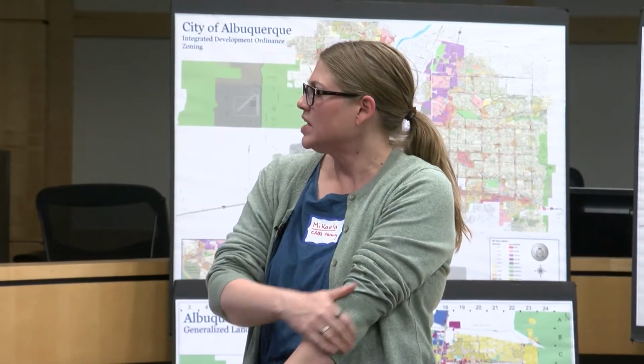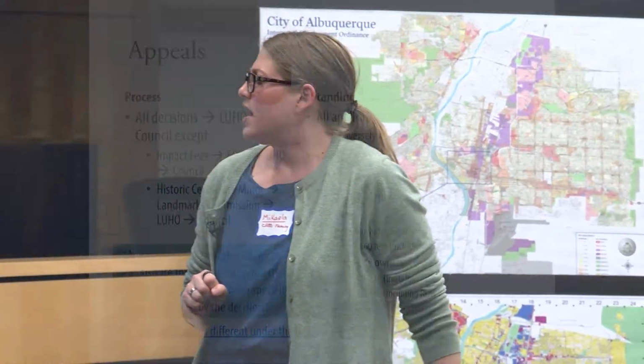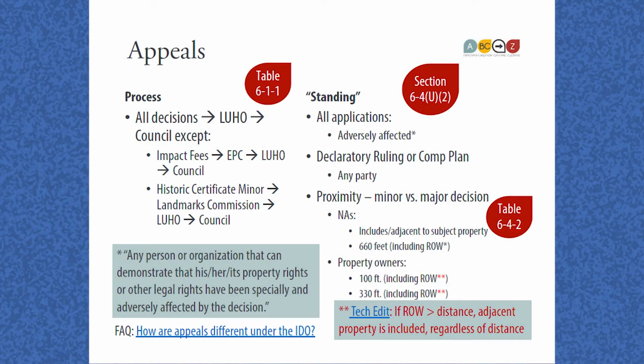All right, let's talk about appeals. And we're getting close to the end, so hang in there. In terms of process, like I said, anything in Table 611 can be appealed. As long as it's a final decision, it can be appealed. And it goes first to the Land Use Hearing Officer, LUHO, Land Use Hearing Officer.